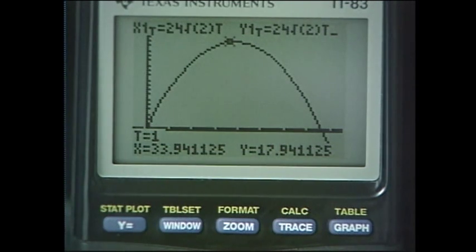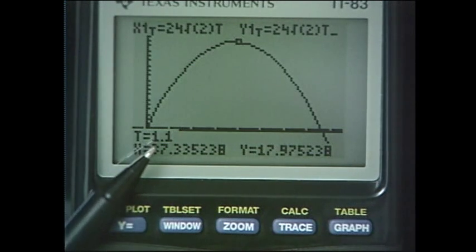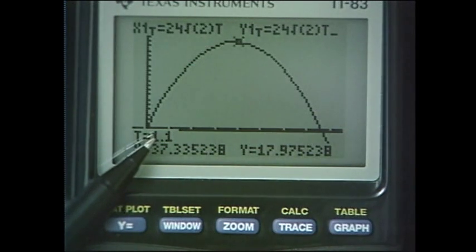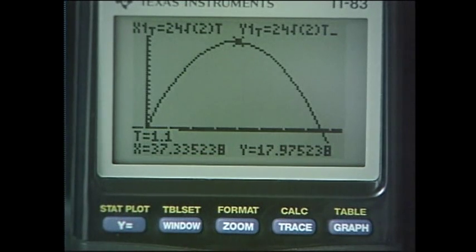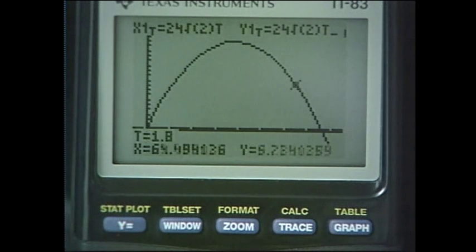I have a 17.94 at this point, 17.97, 17.68. So the maximum y value I can get with this degree of accuracy is 17.97. So the maximum height is approximately 18 feet, and that's occurring at a distance of 37 feet approximately downrange and after an elapsed time of 1.1 seconds. So it's an interesting bit of information that we can gather from the parametric equation format.